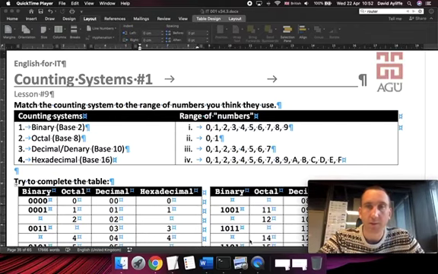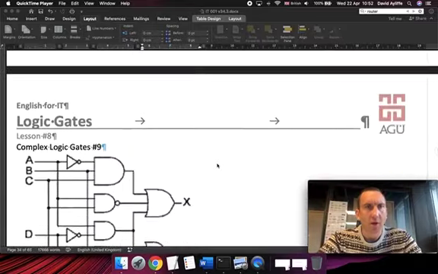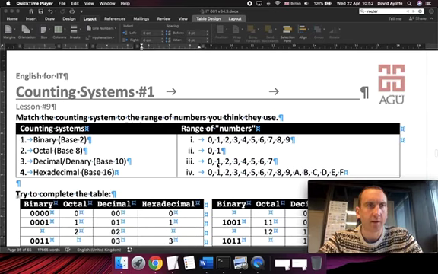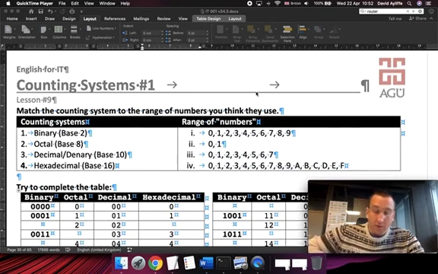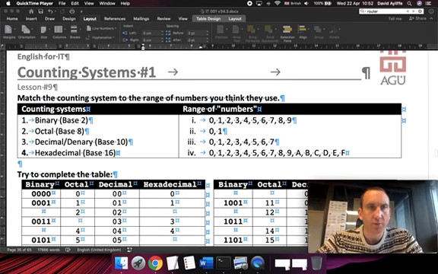Hello and welcome to lesson 9. In the previous lesson we looked at logic gates, quite an interesting lesson. I enjoyed that. Now this is quite the challenge. Counting systems 1, part 1 of a 2-part lesson, looking at counting systems that computers routinely use.